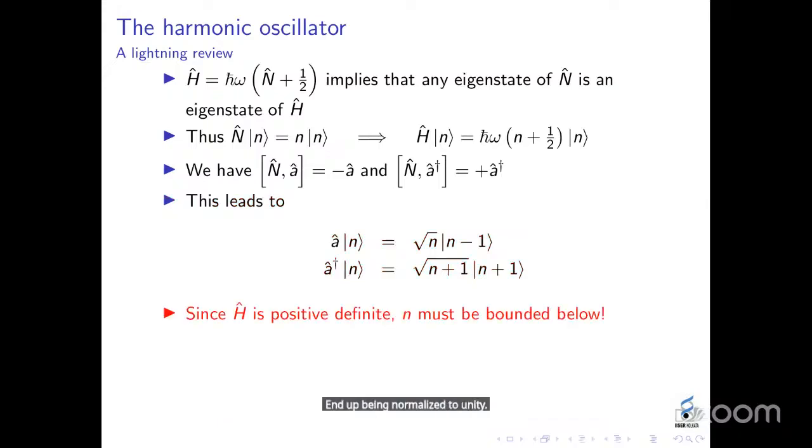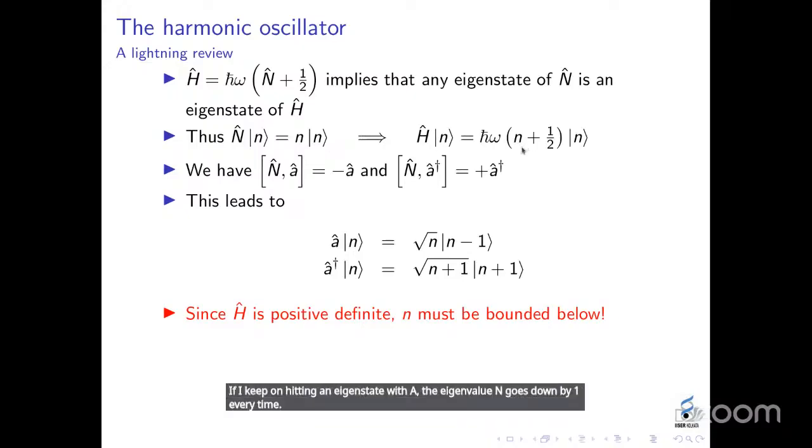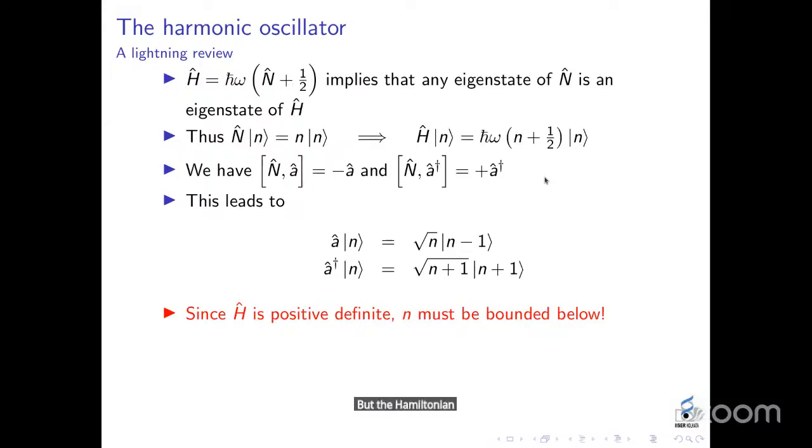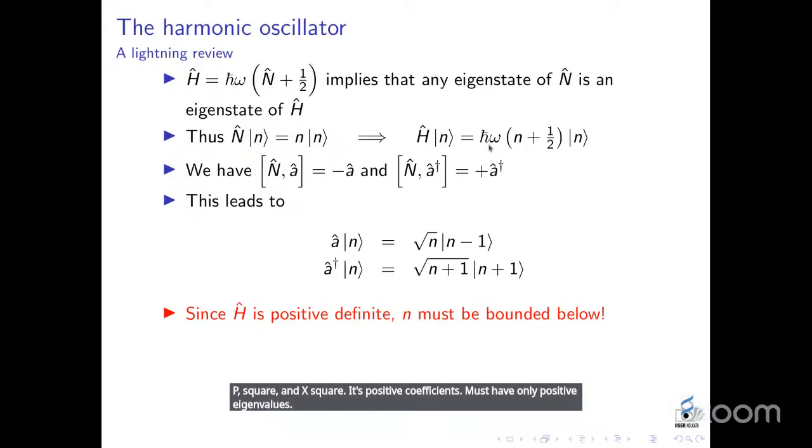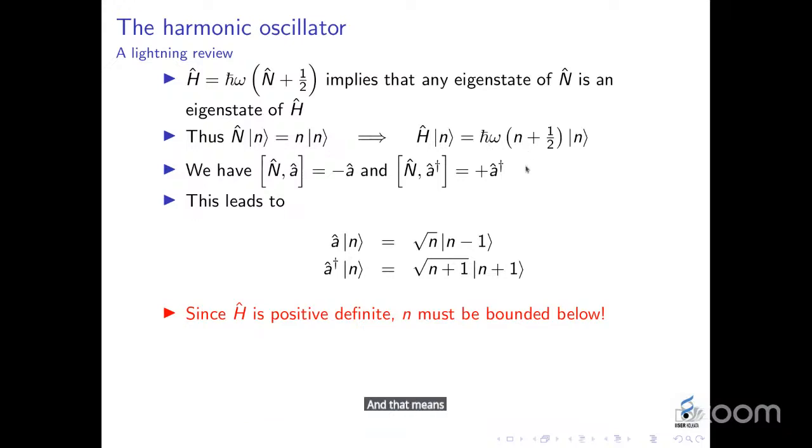Now, the important thing is, if I keep on hitting an eigenstate with A, the eigenvalue n goes down by 1 every time. But the Hamiltonian H, being the sum of two squares of Hermitian operators, p squared and x squared, with positive coefficients, must have only positive eigenvalues. And that means that this lowering cannot continue forever. It must be bounded below.